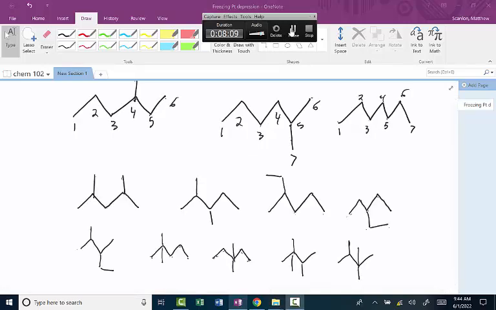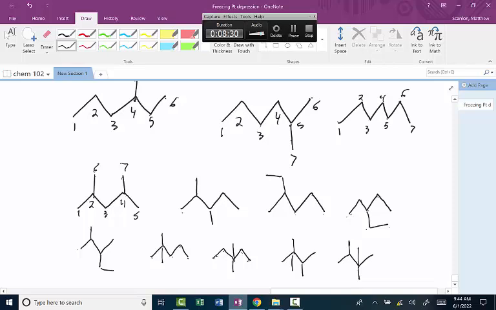Okay, I've drawn a bunch of these. Some of them are structural isomers, some not. The way to do this is count. 1, 2, 3, 4, 5, 6, 7. That's going to be different than any of these up here at the top. Okay, because I got one coming off 2 and 4.